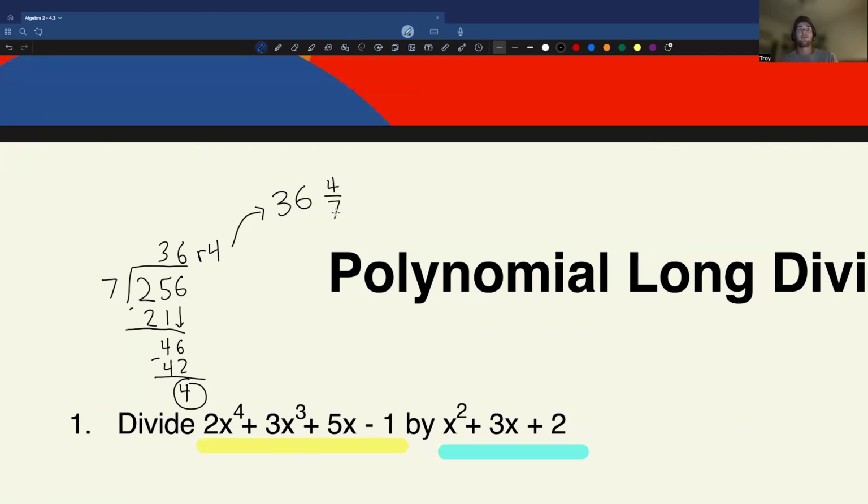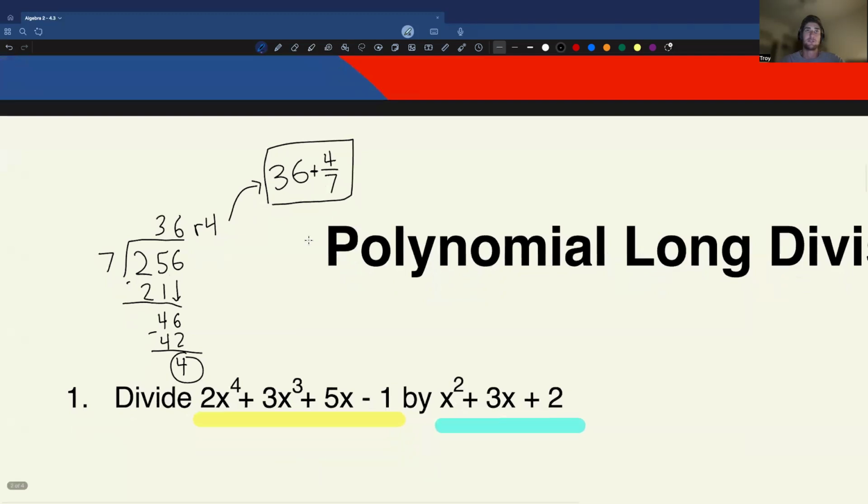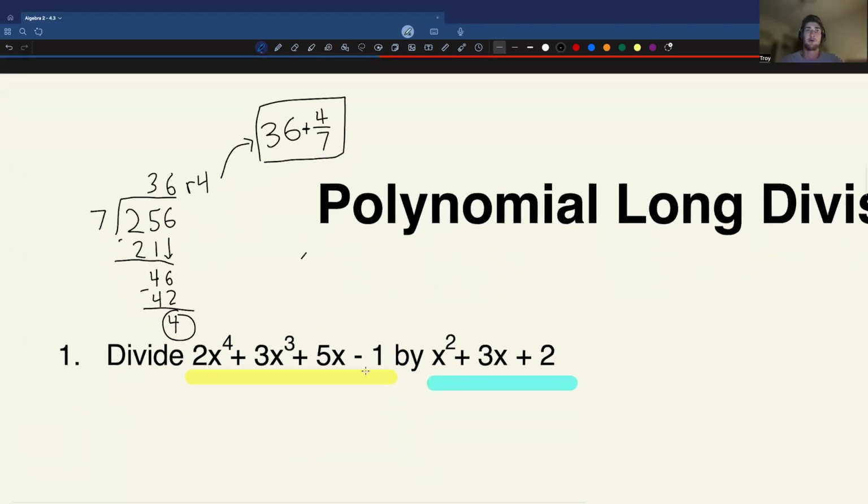And so that's our remainder. And then here, we can just write a plus right here, because 36 plus 4/7 is therefore our entire solution there. So this is the format that we're eventually going to use with polynomials as well. So we'll see how it works now with polynomials.